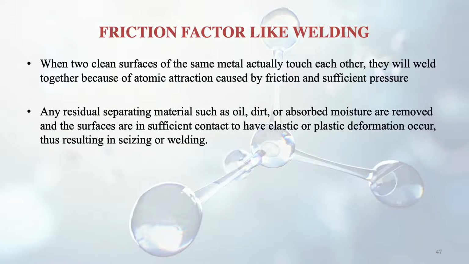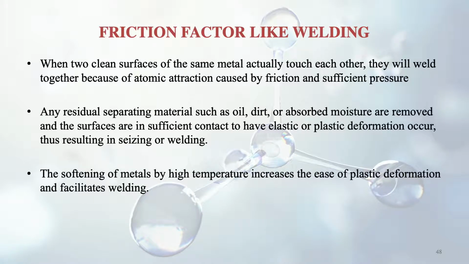Any residual separating materials such as oil, dirt or absorbed moisture are removed, and the surfaces are in sufficient contact to have elastic or plastic deformation occur, thus resulting in seizing or welding. So any kind of oil, dirt, etc., which are the impurities, are removed, and the surfaces can come together and form the welding joint or the seizing.